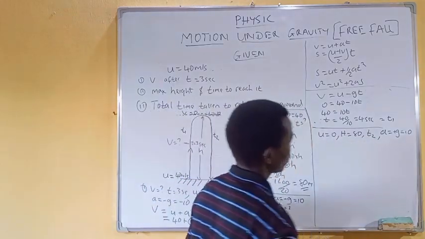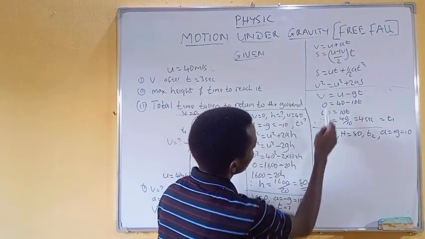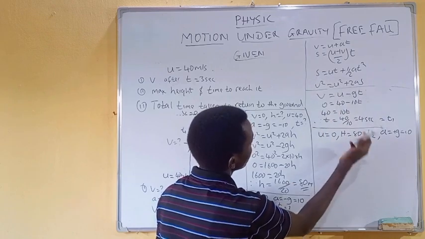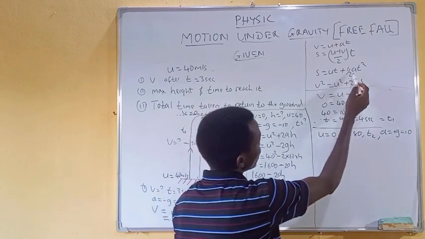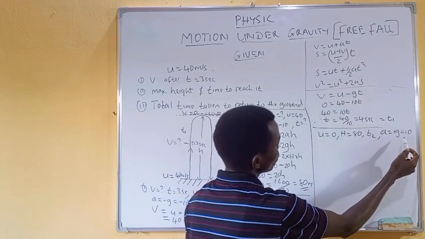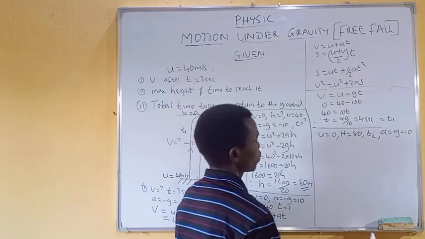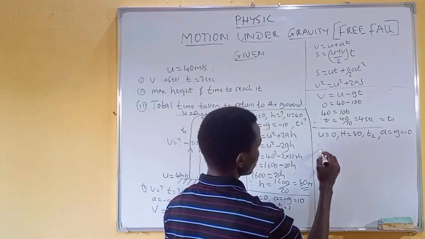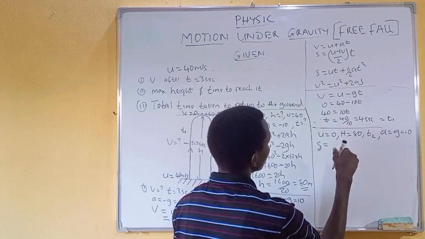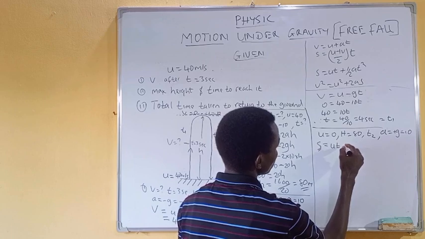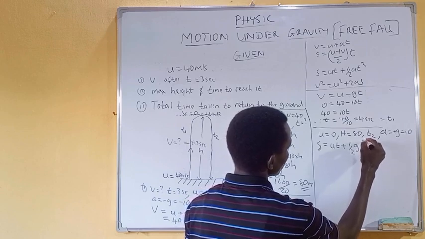From these parameters, we look at the equation. We know that we have S, which is the height. We have initial velocity, which is equal to 0. We have acceleration, which is positive gravity. We are asked to look for time, which is what we are looking for. It will now be S is equal to ut plus 1 over 2 g t2 square.